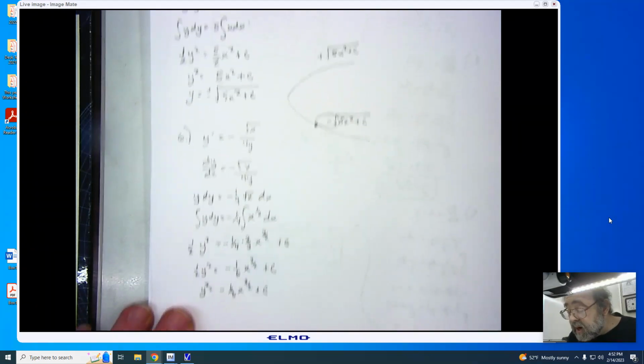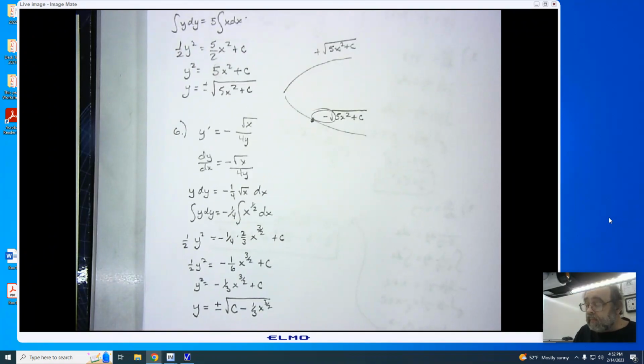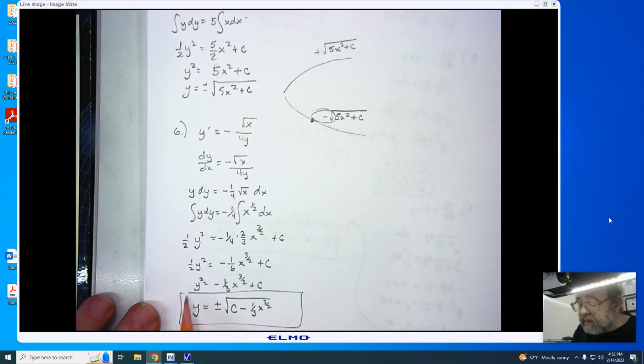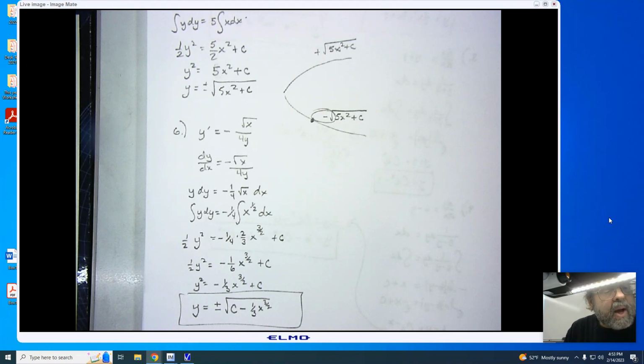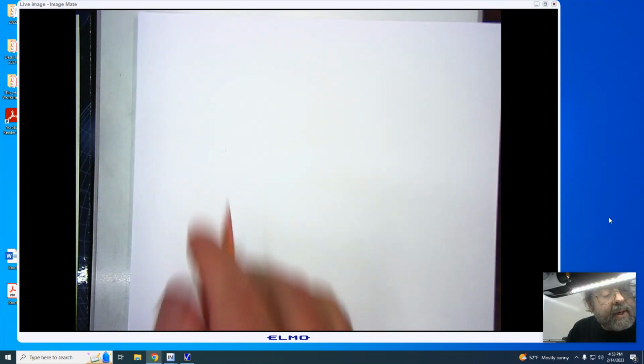Once again, the c does not change, and I then take the square root. This is going to then make it the plus or minus square root. I'm now going to write it as c minus 1/3 x to the 3/2 power. And this is my answer. Once again, not knowing whether we have the positive or the negative in this. This is going to bring us to number 7.